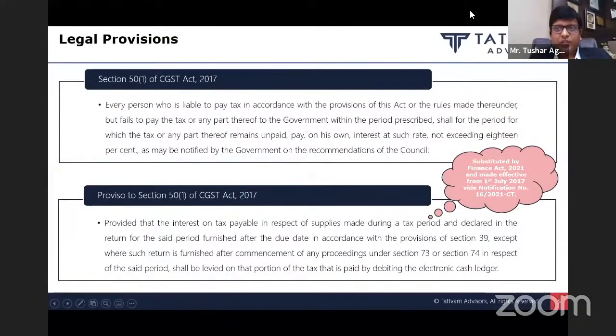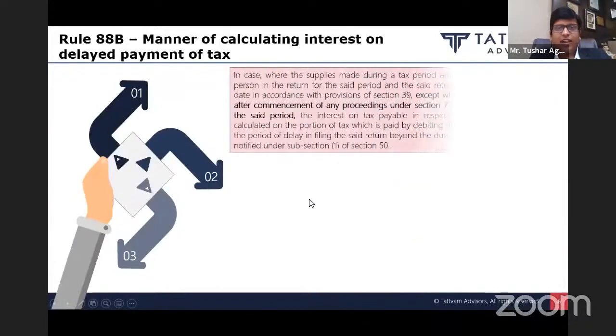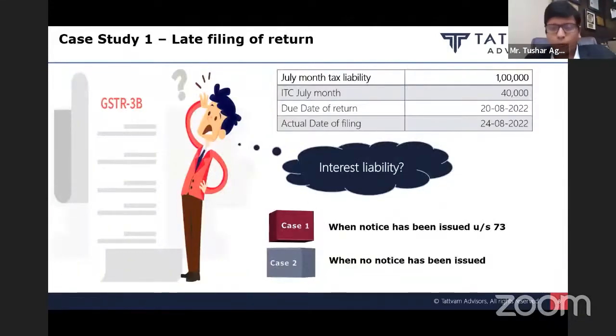Section 50 deals with levy of interest in case the taxpayer fails to pay the tax due within the specified period. Then we have the proviso to section 50 subsection 1, which deals with levy of interest in case of delayed filing of return. Whenever I file my return on a delayed basis, how will this interest be levied? And then we have subsection 3, which deals with levy of interest in case of ITC wrongly availed or wrongly utilized. So let me take the first case study and then come back to the provision.